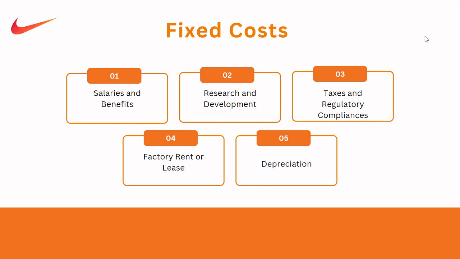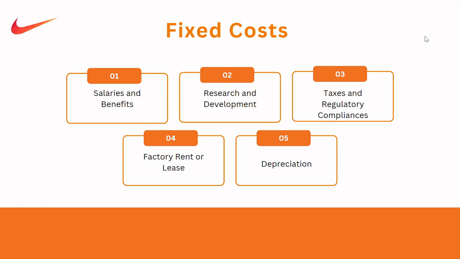We also have factory rent or leases. Nike rents out production spaces and machineries either directly or via third parties. These properties and equipments have a fixed expense associated with their rental allowances or leases. Usually, these contracts are long term or have set rental prices for a predetermined time frame.